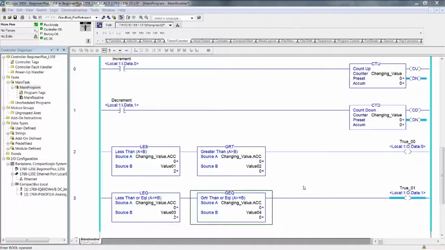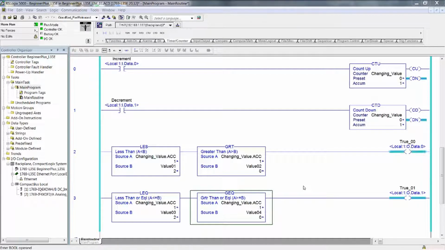See, the rungs look very close, but the difference is the rung number 2 is not inclusive. Those instructions do not include source B in their evaluation. So it has to be less than B, and 2 is not less than B. Whereas in rung number 3, for 0, 0 is less than or equal to 2, and 0 is equal to 0. So the rung is true.